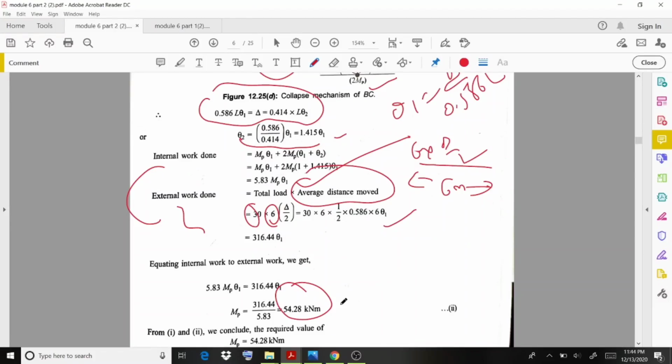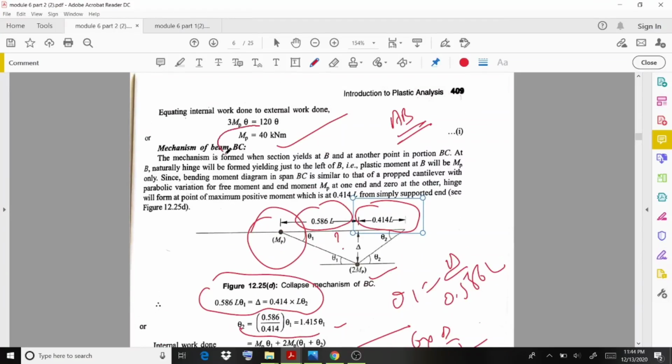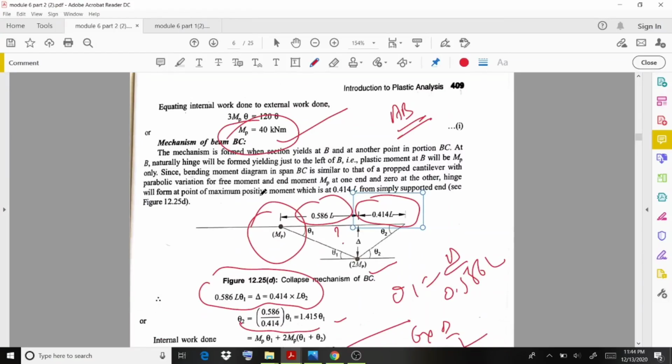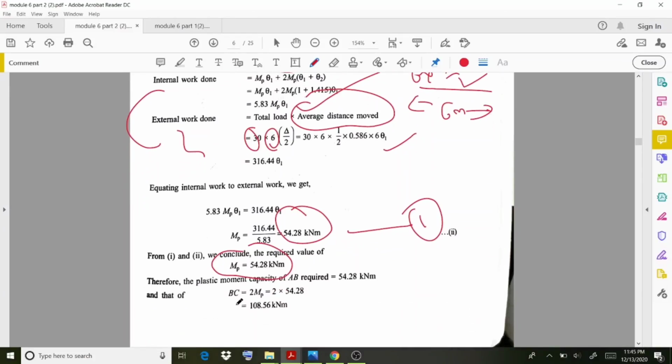When you compare both values, here you obtained 54.28 kilonewton meter, and here you obtained 40 kilonewton meter. In this case, you have to take the maximum value when you consider the plastic moment value. But in the case of collapse load, you have to take the least value. That's the only difference. So while taking the plastic moment, you have to take the maximum value. In this case, the MP value is going to be 54.28, and in the portion AB the magnitude is only MP, so you can directly substitute 54.28.